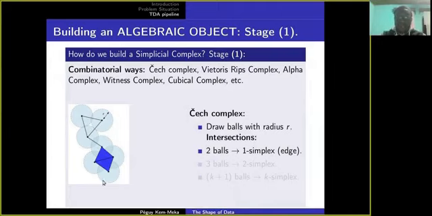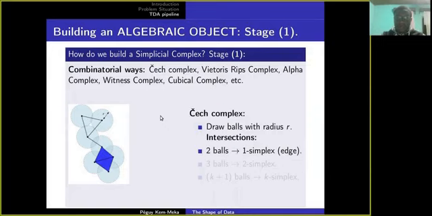We always start with data, here corresponding to 1, 2, 3, 4, 5, 6, 7 data points. We build balls around each point with a certain radius R. When 2 balls intersect, we build a 1-simplex. When 3 balls intersect, we build a 2-simplex. More generally, when K plus 1 balls intersect, we build a K-simplex.